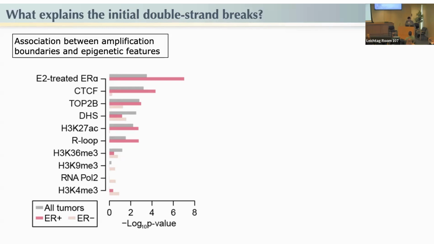But ER positive cases actually have very, very high significant association, whereas ER negative cases have basically no correlation. So there's some correlation with ER alpha binding that's really obvious, right? And then you have CTCF binding sites, then you have topoisomerase 2B, and so on. So these are the factors that appear to be associated with the initial site where double-strand breaks occur.